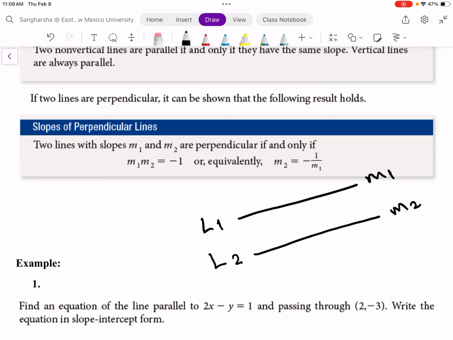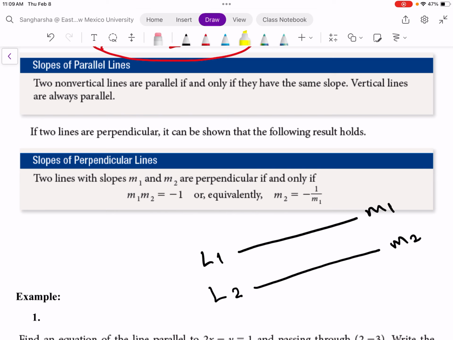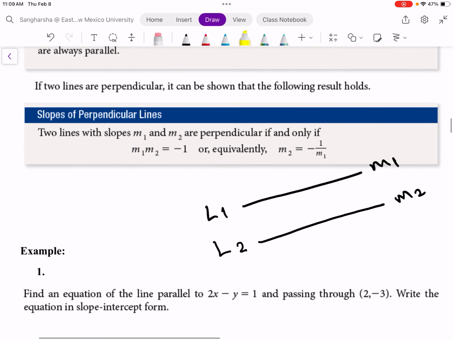If the lines are parallel, then their slopes are always equal to each other. So here our m1 equals m2. The slopes of two lines are equal to each other only when they are parallel to each other. Or the other way, if the lines are parallel to each other, their slopes are equal. The slope has to be the same if the lines are parallel. Every parallel line has the same slope.